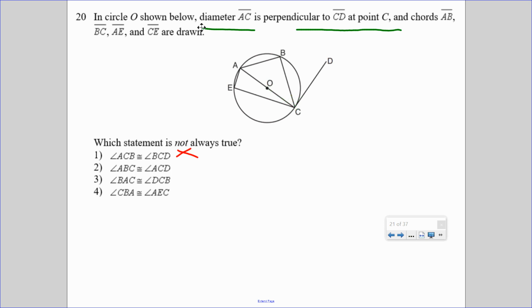So I guess I will work it out. ABC, ACD. ABC is an inscribed angle to a diameter. So it's a right angle. ACD is a tangent meeting a diameter, so that's a right angle. Since they're both right angles, yes, they must be congruent.